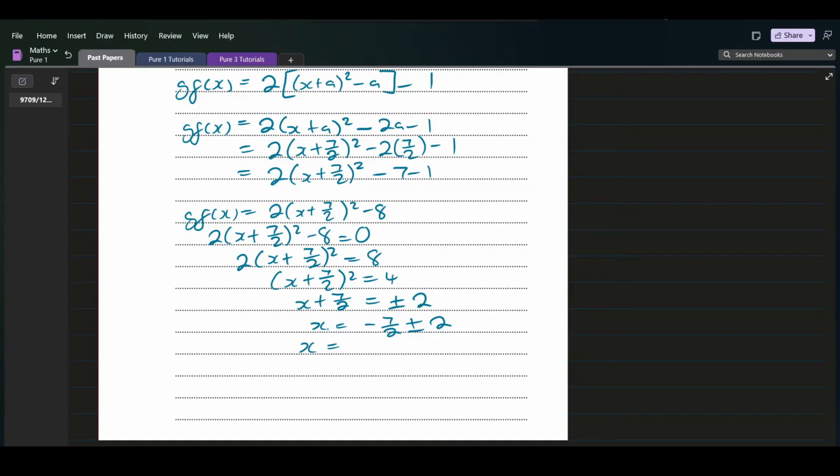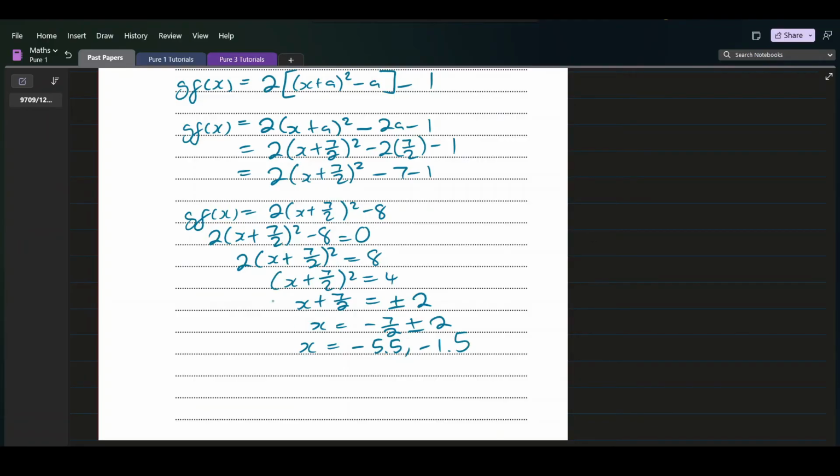So we have negative 7 over 2 minus 2, which would be negative 5.5. And we've got negative 7 over 2 plus 2, that would be negative 1.5.